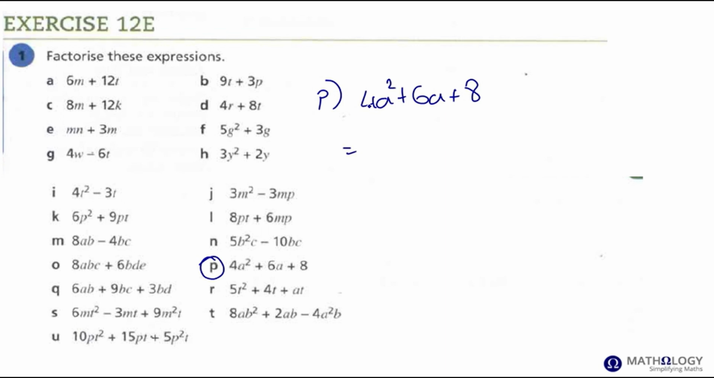So we're looking at the coefficients first, 4, 6, and 8. The coefficients 4 and 6 and the constant term 8. The highest common factor between 4, 6, and 8. 4 will go into 4 and 4 will go into 8, but 4 does not go into 6.